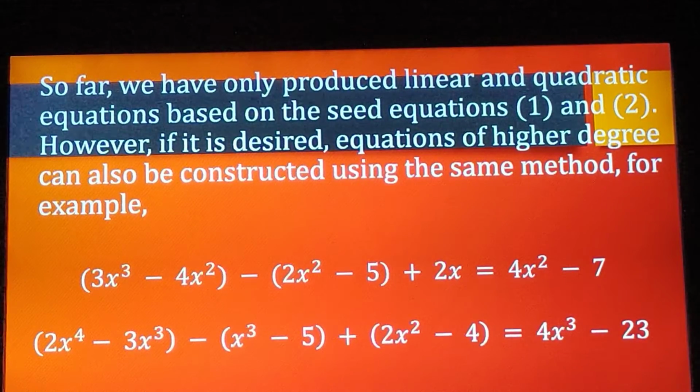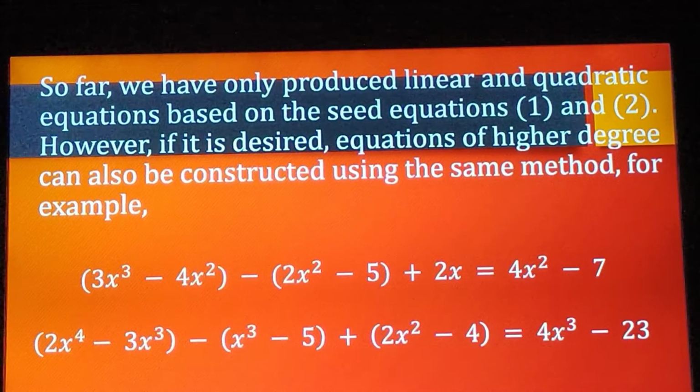So far, we have only produced linear and quadratic equations based on the seed equations 1 and 2. However, if it is desired, equations of higher degree can also be constructed using the same method.